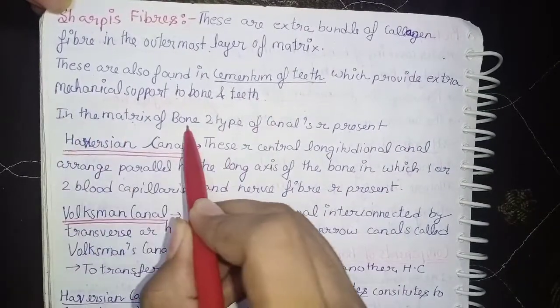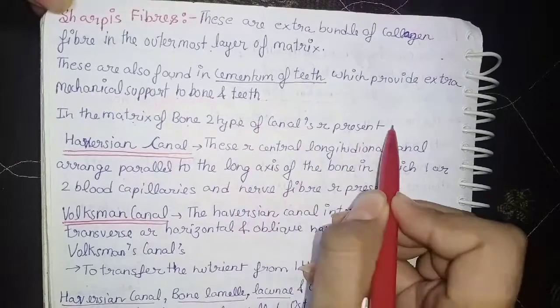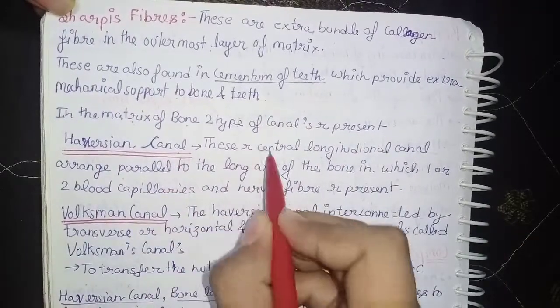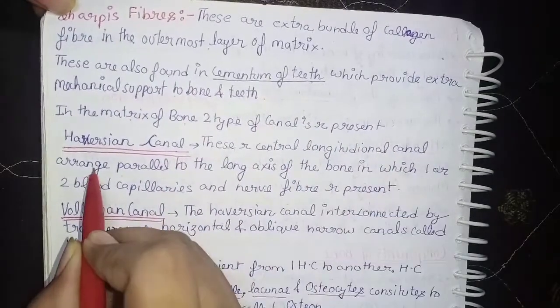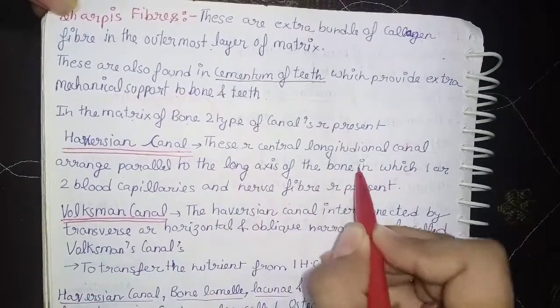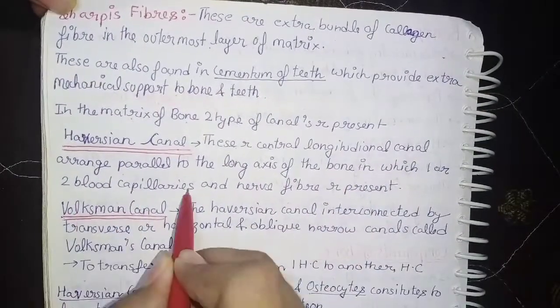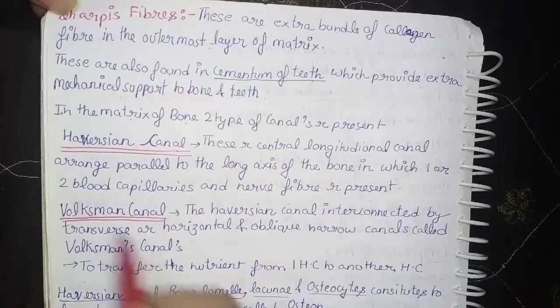In the matrix of bone, two types of canals are present. Haversian canal: these are the central longitudinal canals arranged parallel to the long axis of the bone, in which one or two blood capillaries and nerve fiber are present.